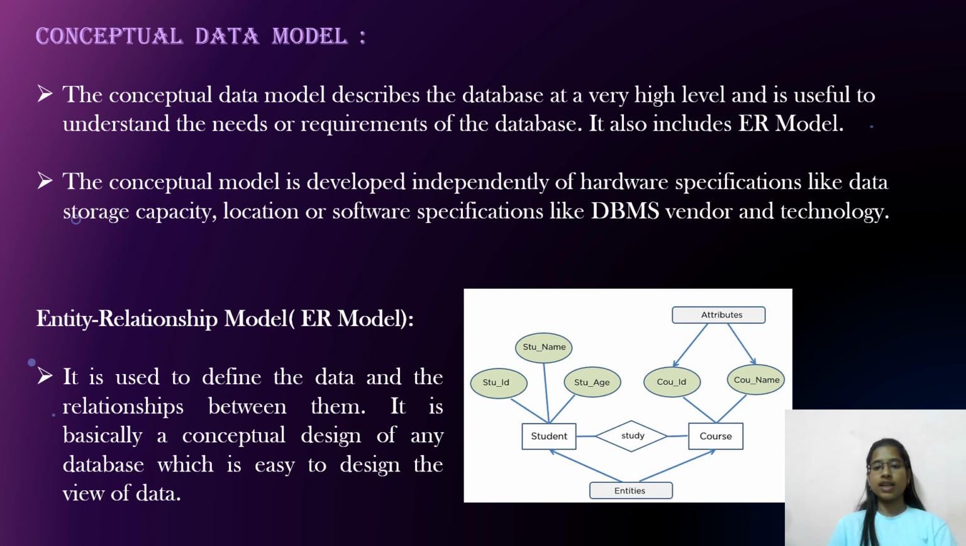As you all can see here in the picture, it is a student ER model. The student includes student ID, student name and student age. So these are called attributes, and the course also includes course ID and course name. As I told, these are attributes, and the student and course are known as entities here.